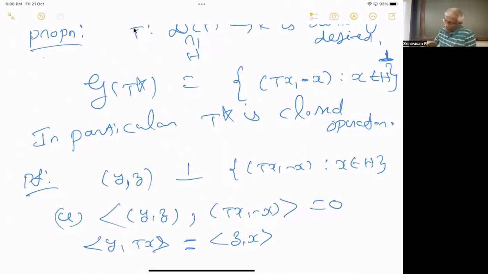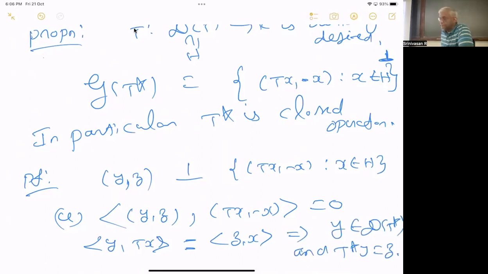Okay. This implies T star y equals z. This implies y is in the domain of T star. By definition, this is how T star is defined, and T star y equals z. Correct? You take the conjugate here. So this is how it's done.